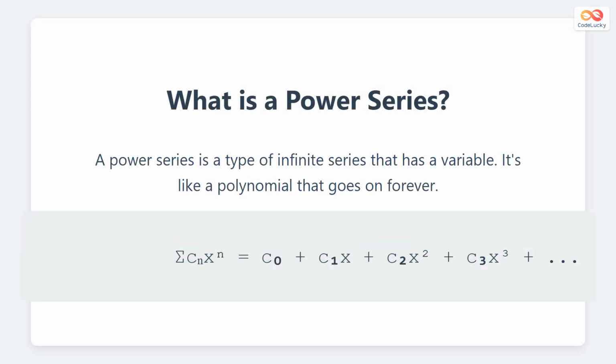First, let's quickly review what a power series is. Think of it as a polynomial that just keeps going. It's an infinite sum of terms, where each term consists of a coefficient, c sub n, multiplied by a variable, x, raised to a power, and the series starts with a constant term, c sub 0, then a term with x, c sub 1 times x, then a term with x squared, c sub 2 times x squared, and so on, continuing indefinitely.